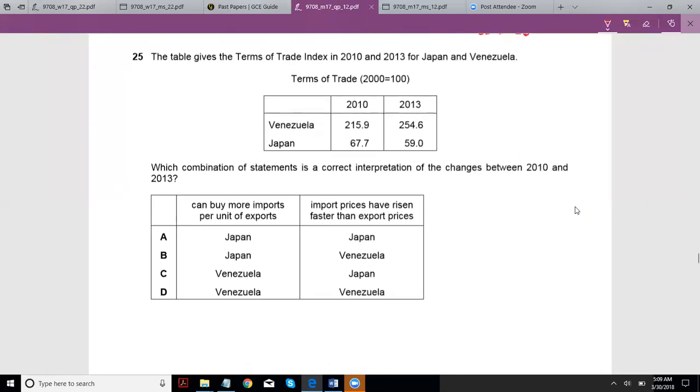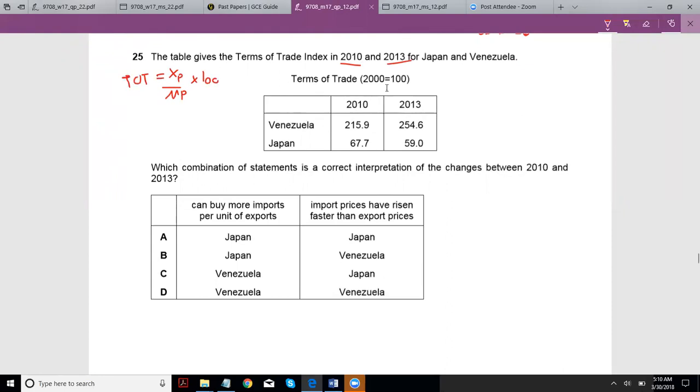The table gives terms of trade index in 2010 and 2013. And if you remember terms of trade, TOT, a lot of people get worried by this. It's just another way to express export price and import price. So it's export price over import price. That's it, just a ratio, and you multiply it by 100.